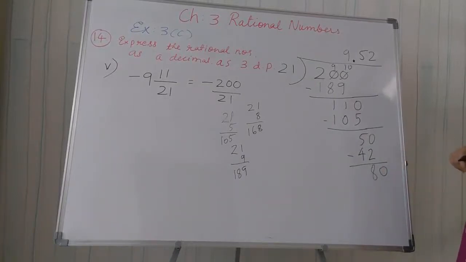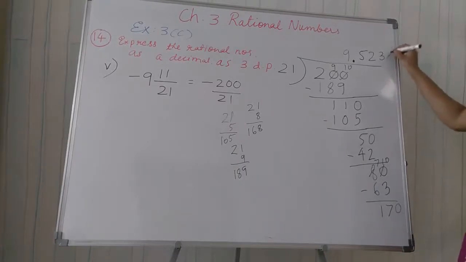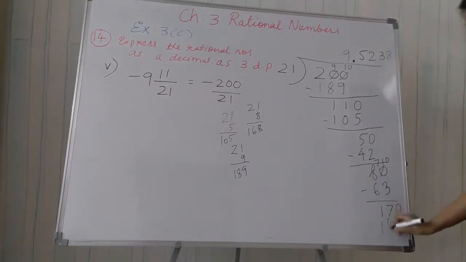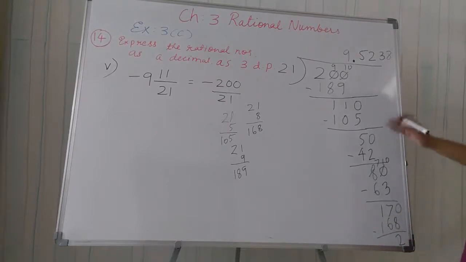So 21 3s are 63 and 21 4s will be bigger than this. So I can take 21 3s are 63. Subtraction. So 10 minus 3 is 7 and here 1. So it will be 170 and the nearest value is 168. So we get 2 left here and the process will continue like this.